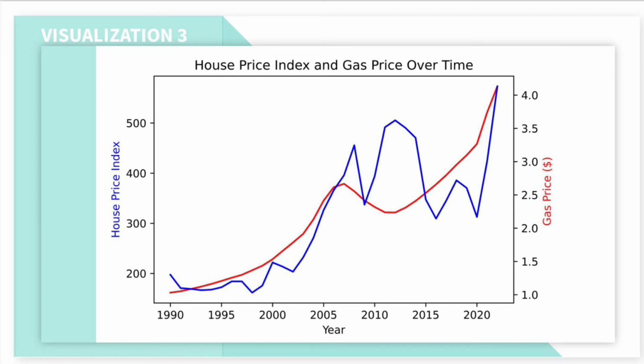And of course, post-pandemic and as well as in 2022 with the whole Ukraine war, we're seeing peak gas price and house price index. So they're both seeing a maximum, and in more recent history, there's definitely a positive correlation, which does follow our hypothesis.